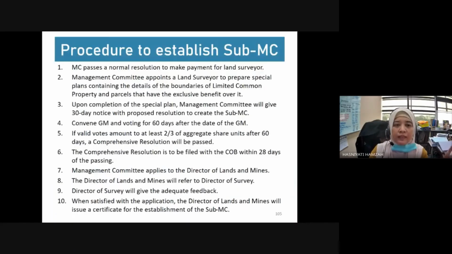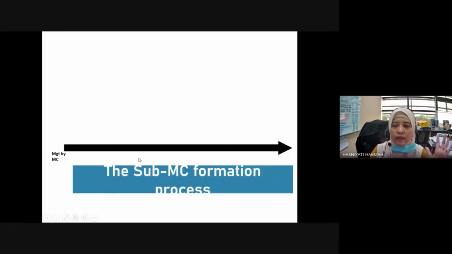Okay, now, these 10 steps can be shown in this diagram clearly, I say lah. First of all, the MC needs to be established before you can form the sub-MC. Okay, but once we have the sub-MC, now bila ramai proprietor sudah ada, dah cukup more than 25% of the aggregate share units, they sat down, they had an AGM, and then they decided that it will be more fair to create sub-MC so that each of the users, maknanya the retail users take care of their own LCP, the office user take care of their own LCP, the apartment users, they take care of their own LCP and things like that.